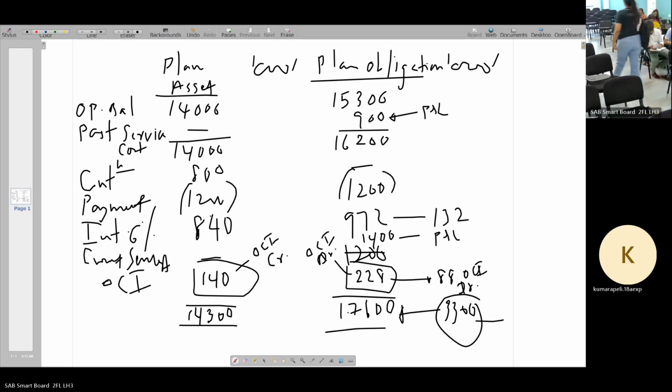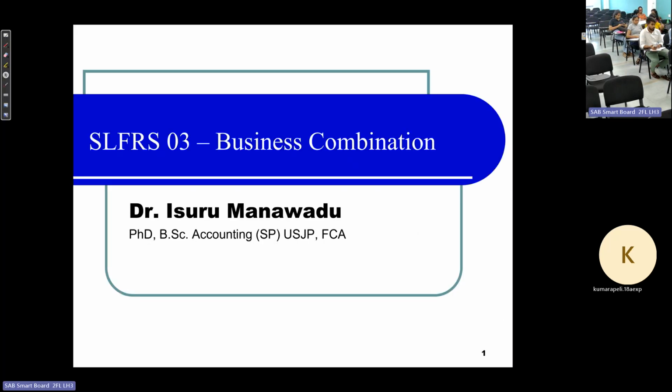So now as per LKAS 1, assets and liabilities are not allowed to be set off. But as per LKAS 19, we can set off. These are special cases, exemptions, right? Asset and liability can be set off. That's why we are writing net defined benefit obligation or asset, right? Okay, now this is a good time to start SLFRS 3, business combination.